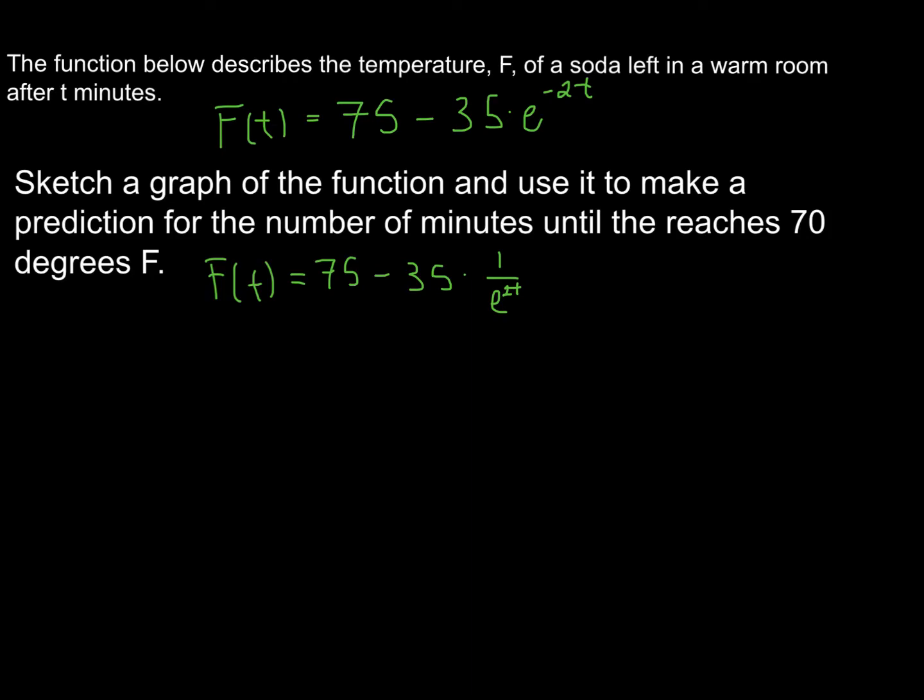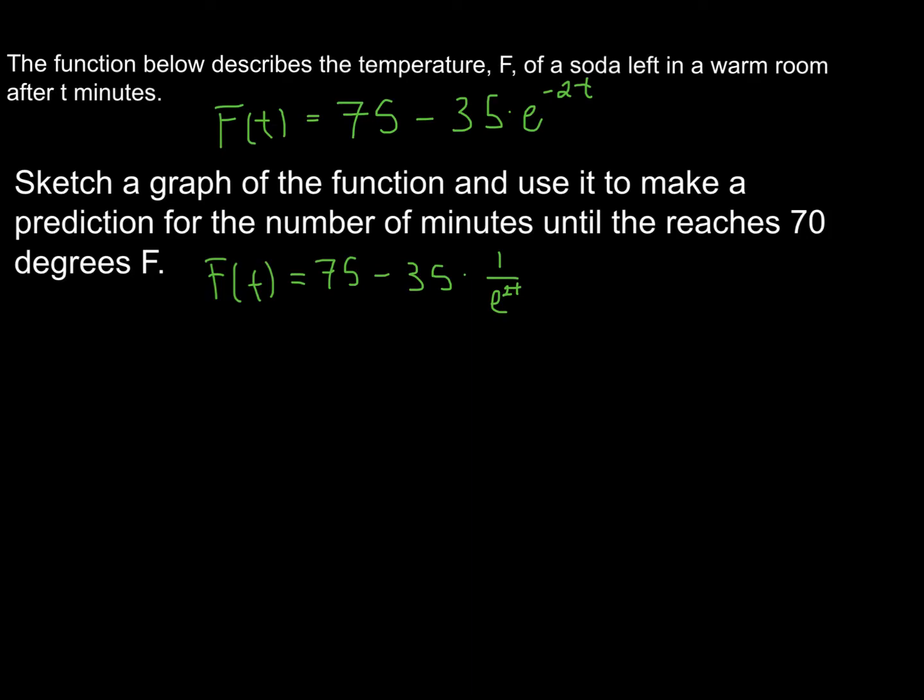So the soda is sitting in a warm room, and the temperature after t minutes is given by this equation, 75 minus 35 times e to the negative 2t. And our goal is to sketch a graph of the function and use it to make a prediction. So before getting started, I want you to pause and remind yourself again what you expect to be happening to the temperature of the soda as time moves onward, and be as precise as you possibly can.